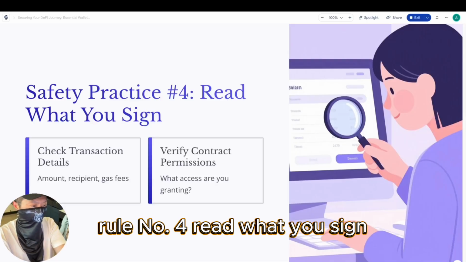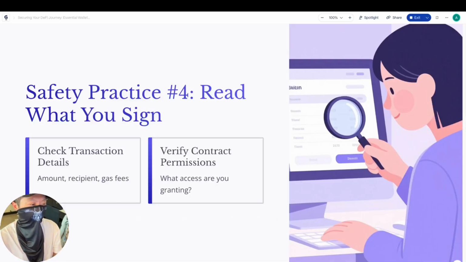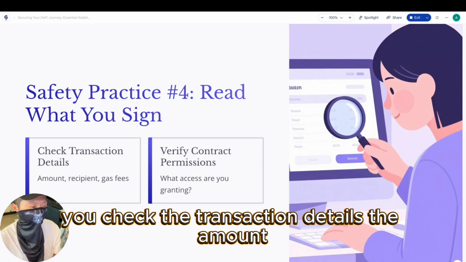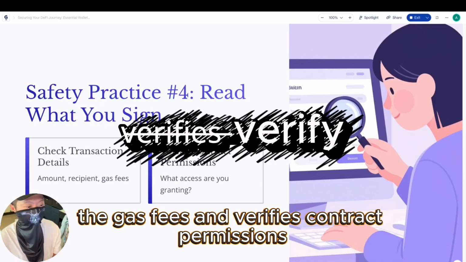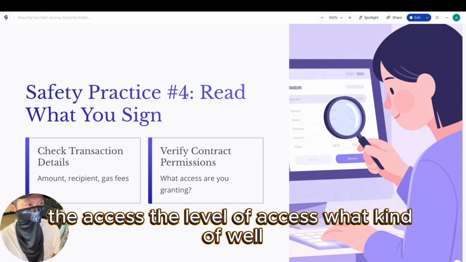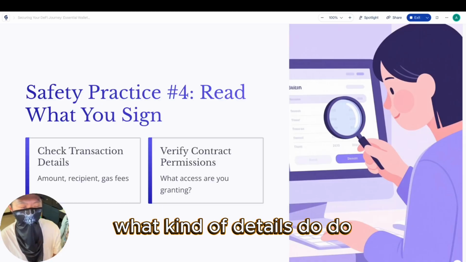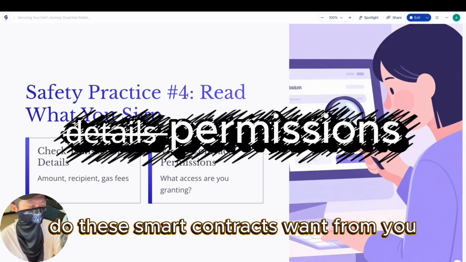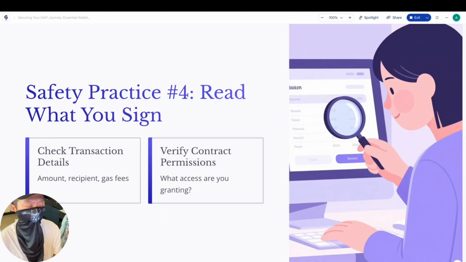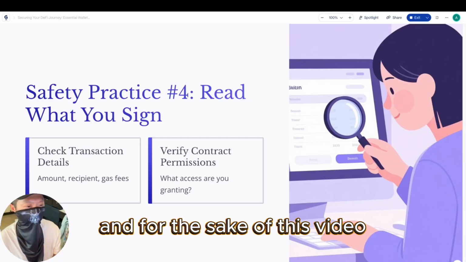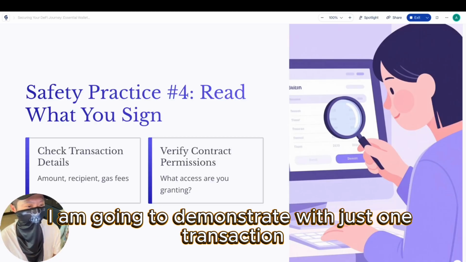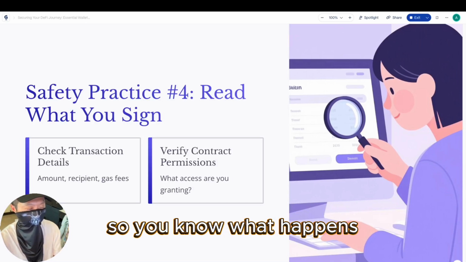Rule number 4, read what you sign. You check the transaction details, the amount, the recipient, the gas fees, and verify contract permissions, the level of access. What kind of details do these smart contracts want from you? And for the sake of this video, instead of just talking, I am going to demonstrate with just one transaction so you know what happens.